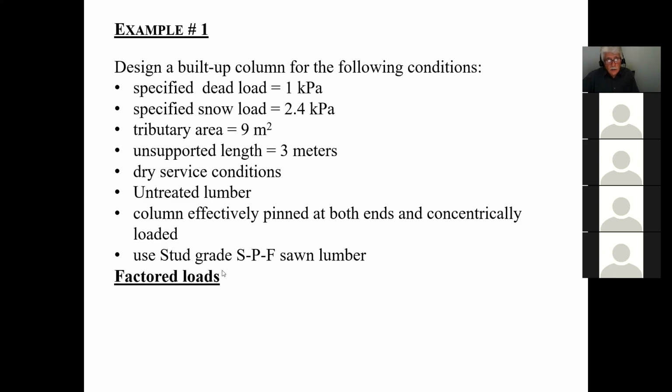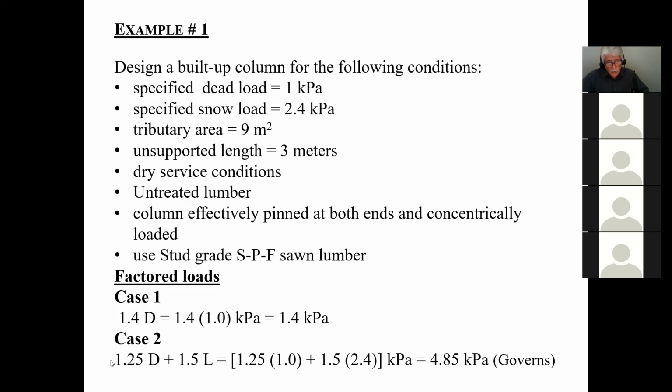So basically all you gotta do now is get your design loads. So therefore you take case 1, always 1.4 times your dead load. And then combination 2, I should say, 1.25 times your live load. And of course the higher of the two, so therefore this one is the one that governs.